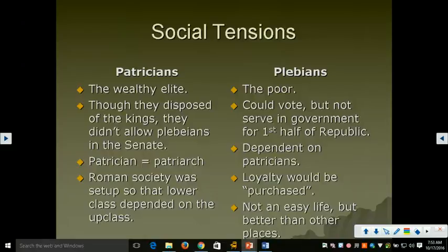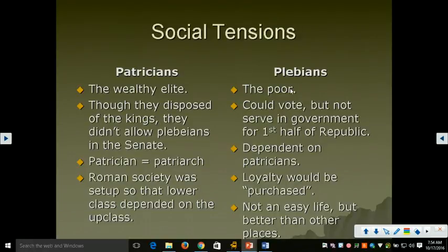Now, I think it's important to note that, as we've talked about patriarchy in this class, about how males dominated a society, and that's patriarchy. The word for patriarch or patriarchy comes from this word patrician, all right? And that was the wealthy aristocratic class that you were born into. It was based on blood. And so this is going to obviously cause some problems.